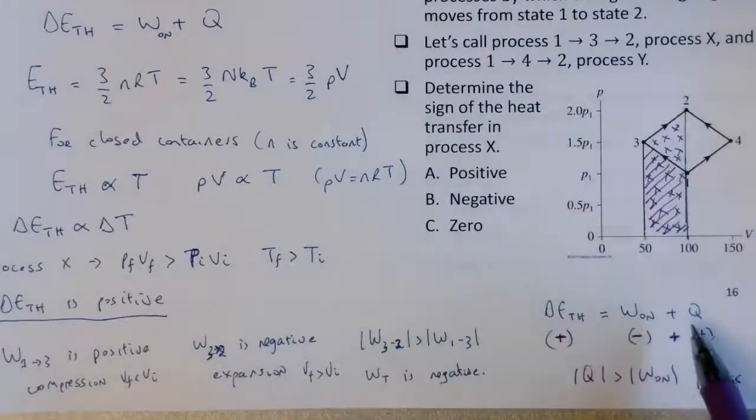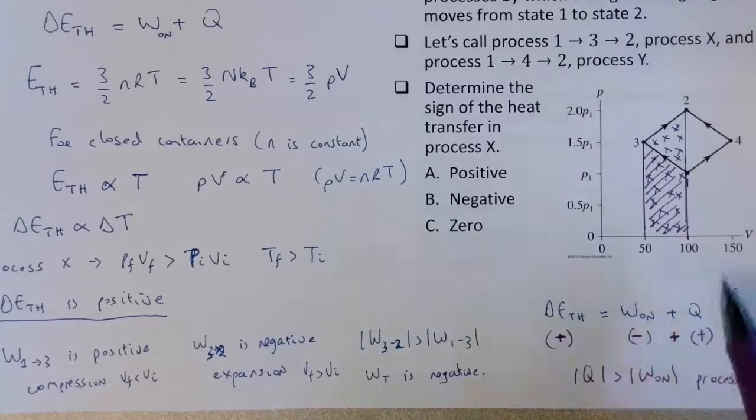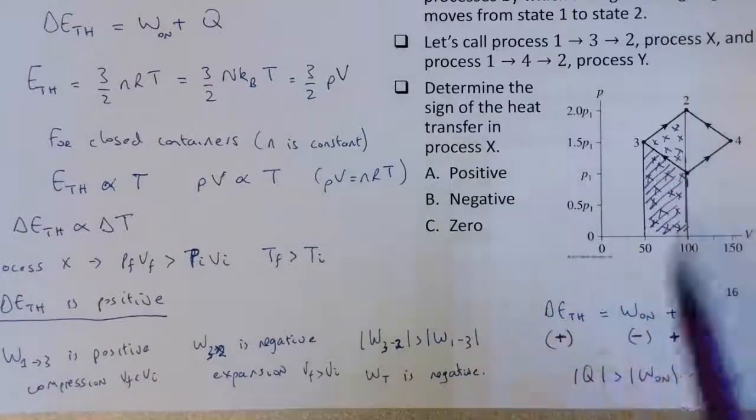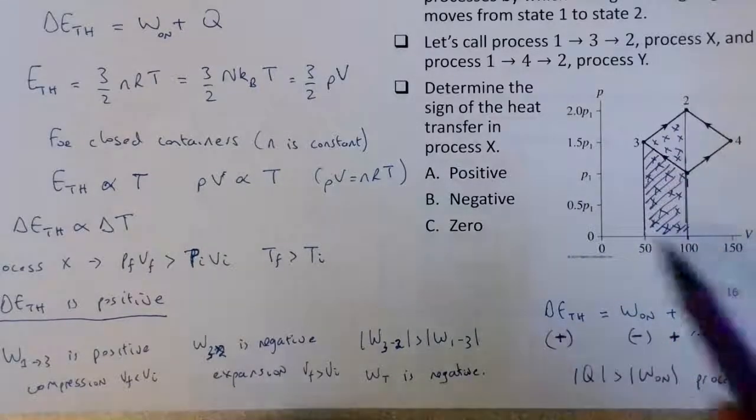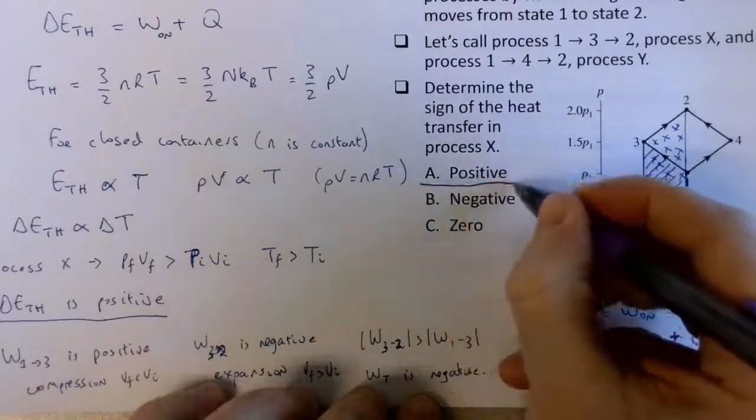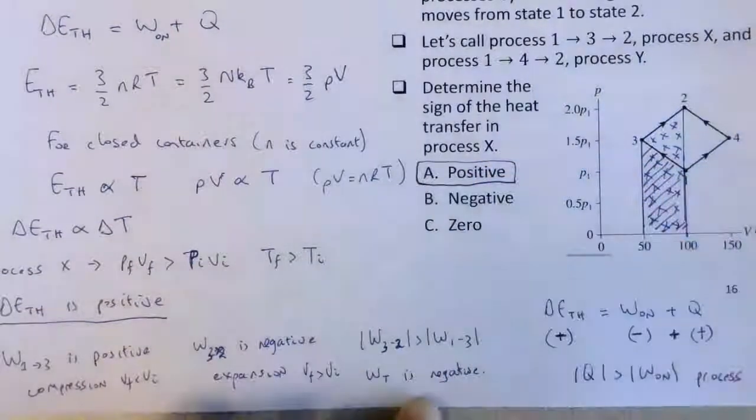So it's definitely positive. There must be thermal energy added to the gas through thermal contact in this overall 1 to 2 process in order for the thermal energy of the gas to increase with that net negative work done. So the correct answer is A.